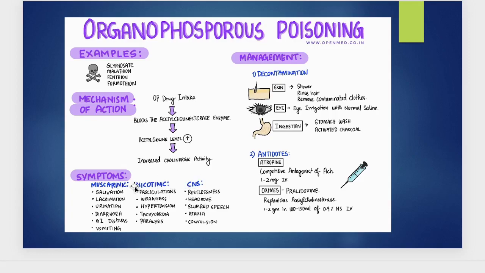Nicotinic naman, there is fasciculation, weakness, hypertension, tachycardia, paralysis, and CNS symptoms: restlessness, headache, slurred speech, ataxia, and convulsion. So please take note of these symptoms.